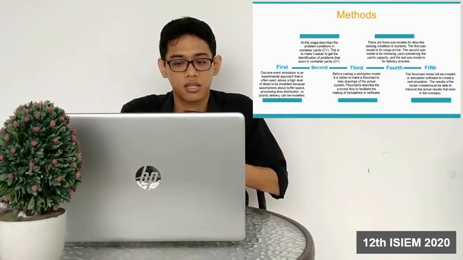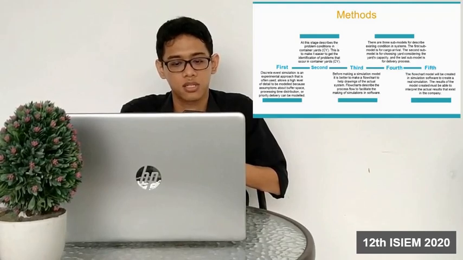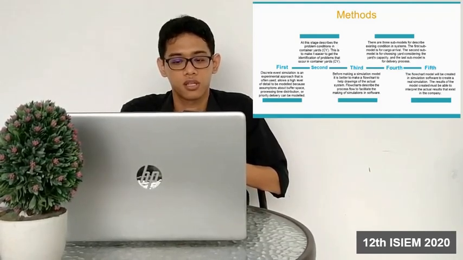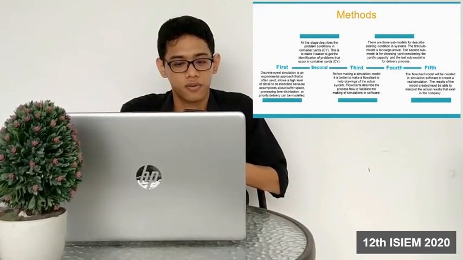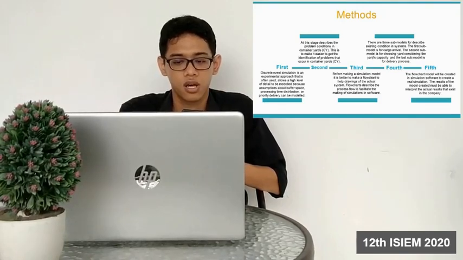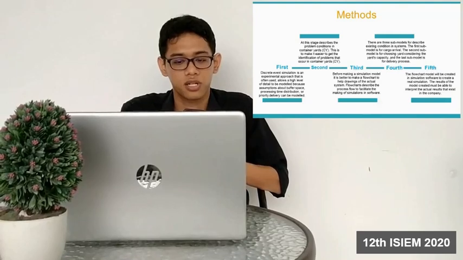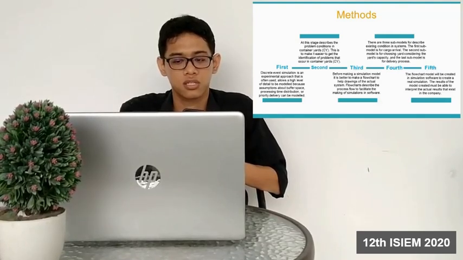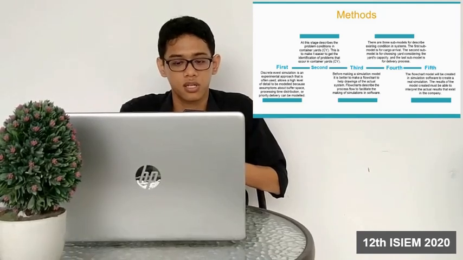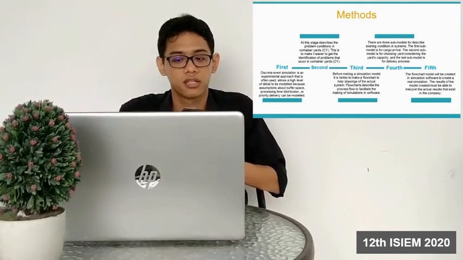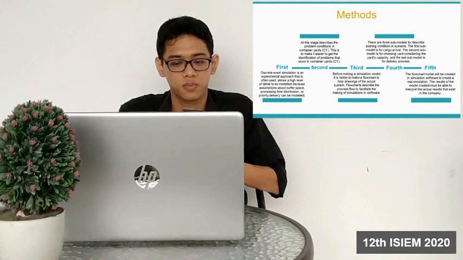Step 4, there are 3 submodels for describing existing condition in the system. The first submodel is for cargo arrival, the second submodel is for choosing yard considering the yard capacity, and the last submodel is for delivery process. Step 5, the flowchart model will be created in simulation software, and the result of the model created must be able to interpret the actual system.